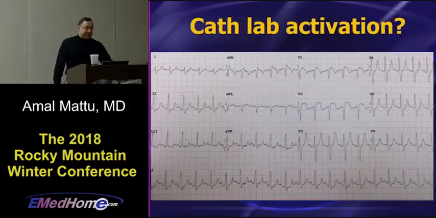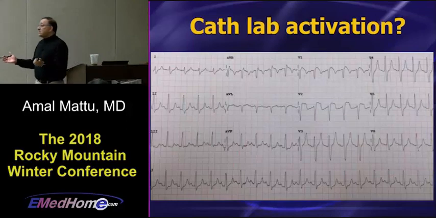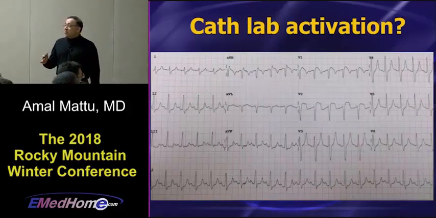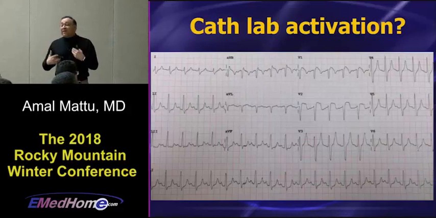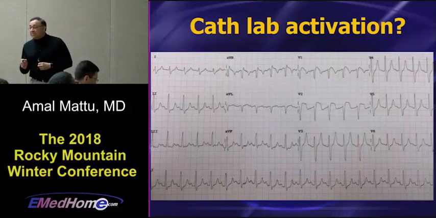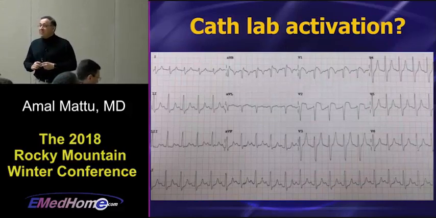So instead of activating the cath lab, what he decided to do was just try some calcium and bicarb. He gave 2 amps of calcium, 2 amps of bicarb. What happens if you're wrong? What happens if the patient is having a STEMI and you give 2 amps of bicarb to a STEMI patient? What happens to him? Nothing, right?